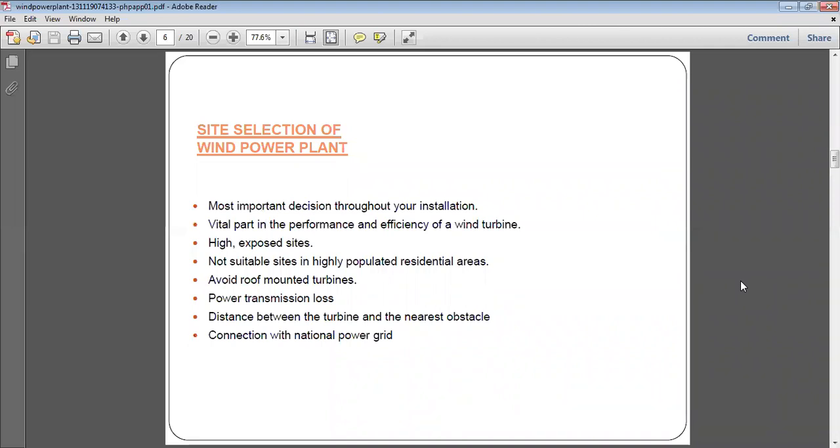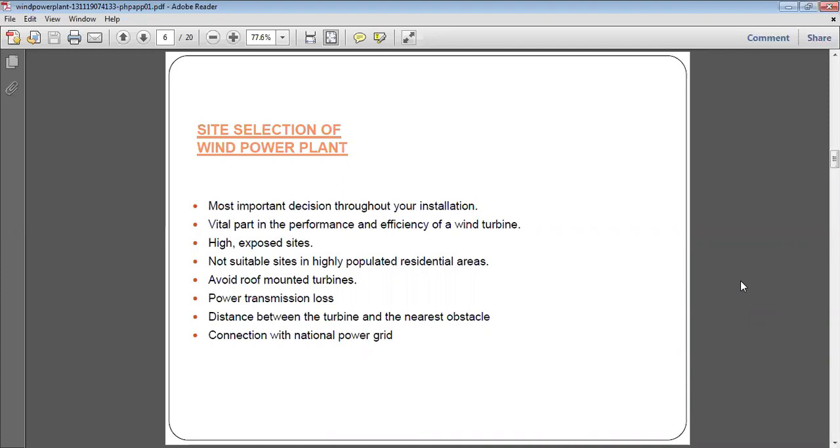Now, if we start with site selection for your wind power plant, what are the key points and the most important decisions throughout your installation? Whenever we are planning for a wind power plant, the most important decision is the installation, basically. The vital part is the performance and efficiency of the turbine, because site selection is among the most important parts in this case.